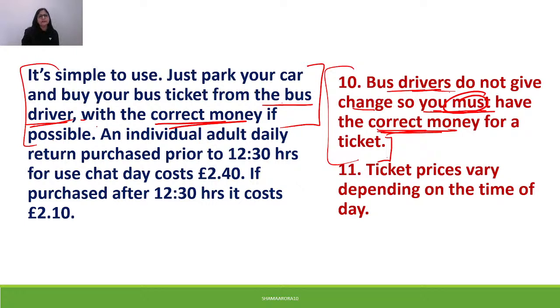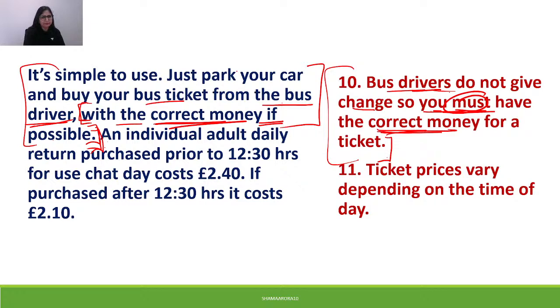Here let's see what's written. It's simple to use. Just park your car and buy your bus ticket from the bus driver with the correct money if possible. With the correct money, if possible. If possible, so if it's possible, take the correct money. Here they are saying it's a compulsion. Here they are saying if possible. So can we say that this has the same meaning? Do we have any compulsion here?